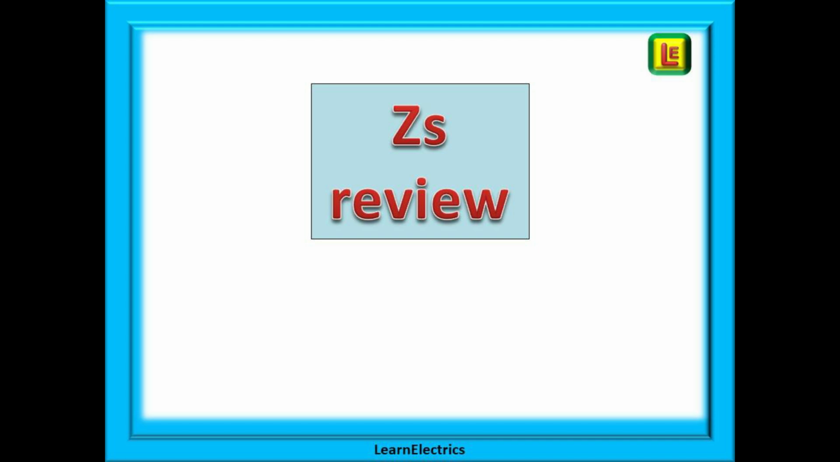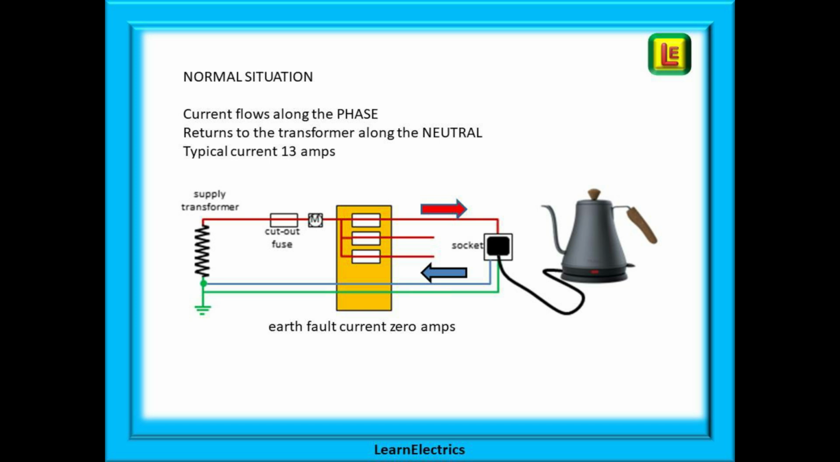Let's begin with a quick review of what we understand Zs to be. Imagine a normal healthy circuit. We plug the kettle in to make a coffee. What is happening to the current? It is flowing along the phase wire. It goes through the kettle where it loses its energy in the form of heat to boil the water and then returns to the supply transformer along the neutral wire. Passing through the transformer, it is re-energized and repeats its journey through the kettle again. Typically, the kettle will consume 13 amps of current and no current is flowing along the earth path.